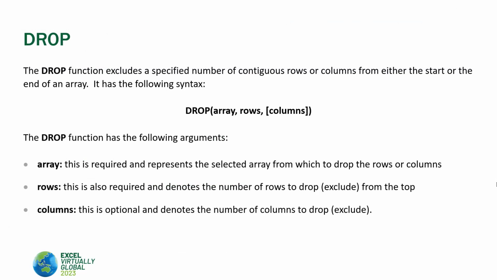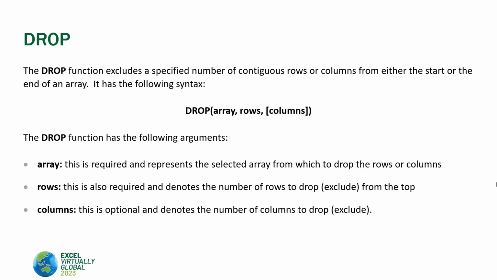Our second function in the dirty dozen, shall we say, of 12 functions that we require may not be so well known. It's one of the dynamic array functions. The DROP function excludes a specified number of contiguous rows or columns from either the start or the end of an array, and it has the following syntax: DROP, and then in brackets, array, comma, rows, comma, columns, close brackets, with columns in square brackets according to the Microsoft syntax, but more on that in a minute because it sort of is a bit interchangeable between the rows and the columns.